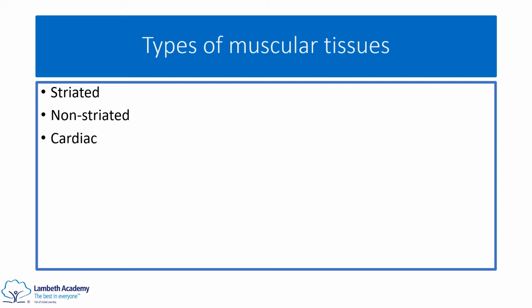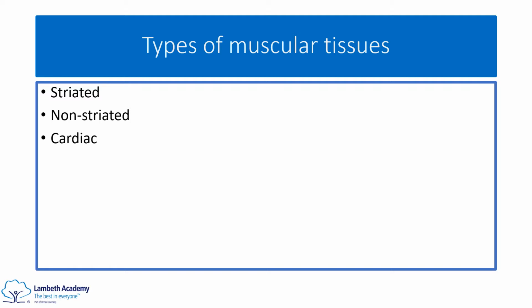The second type of muscle that we're going to be looking at is a non-striated muscle. You may also hear this being referred to as an involuntary muscle. That's because these muscles work without us even thinking about it. So things like our organs, they function with the use of non-striated muscles because they are working without us having to tell our body to do so.